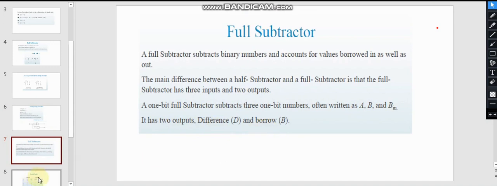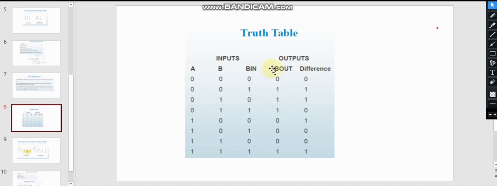Now let us talk about the truth table of the full subtractor. Here we have 3 inputs, those are A, B and B in, and the outputs are the difference and the borrow out. For 3 inputs we have 8 combinations, since 2 raised to power 3 is equal to 8. When the input A is equal to 0, B is equal to 0, B in is equal to 0, then 0 minus 0, so the difference would be 0 and the borrow would be 0.